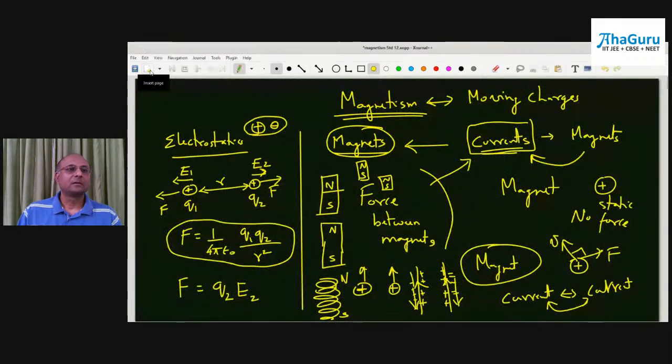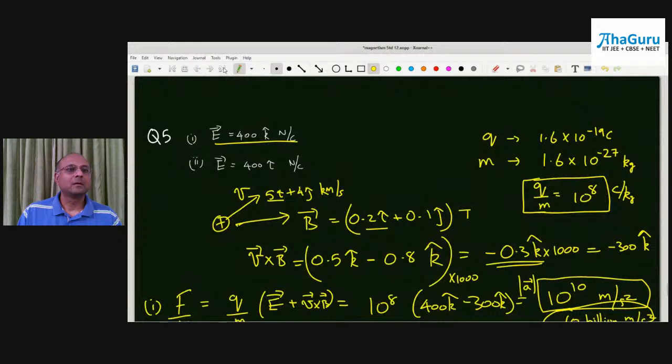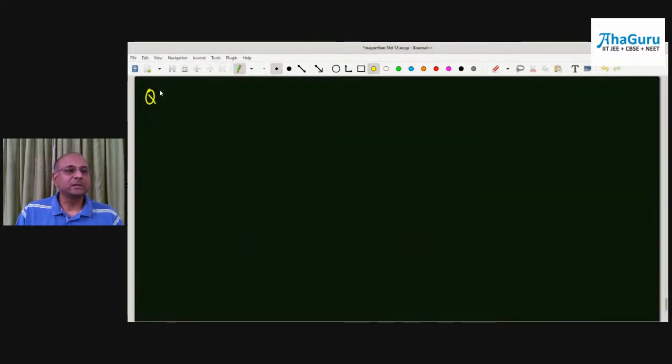Okay. So let me start it on a new page. This is question number 6 here. In a region of space with E dot B is 0. So what does that tell you? That is E perpendicular to B. E is perpendicular to B, because E dot B is 0 as vectors.